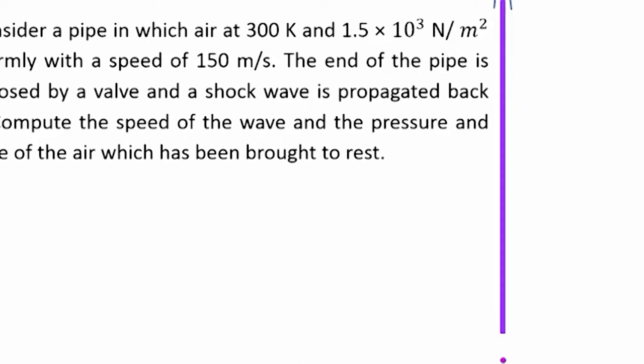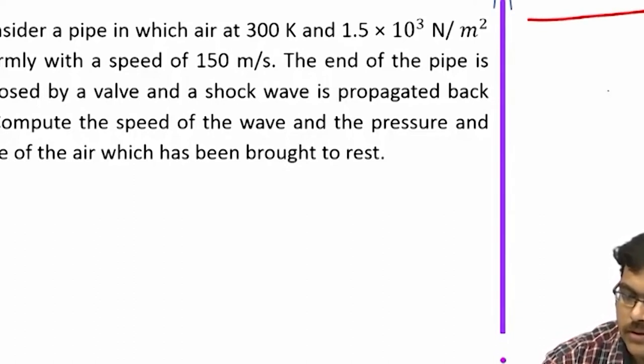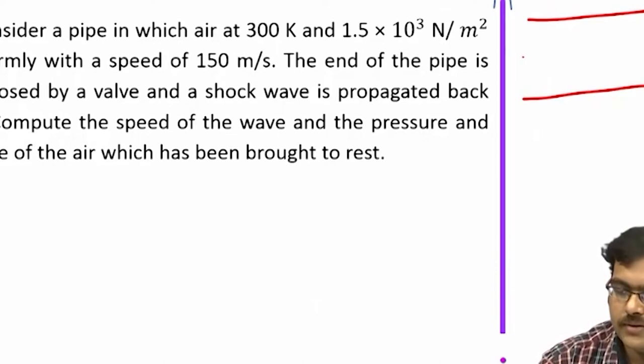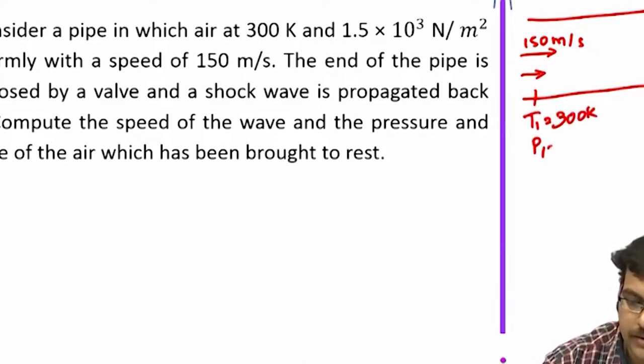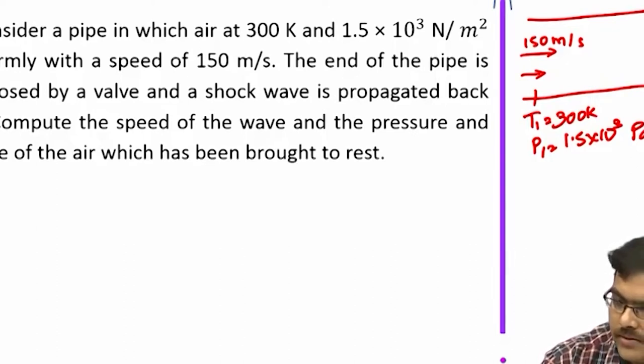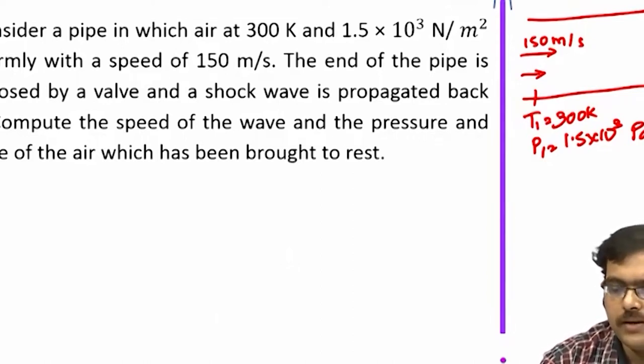So this problem, if you look at it, you know the initial condition: you have a flow that is going at 150 meter per second. Originally it is an open tube, so 150 meter per second, and T1 is 300 Kelvin and P1 is 1.5 10 power 3 Pascal. Then suddenly this valve or this portion is closed by a valve. It's sudden, this is important, this has happened suddenly. So instantaneously the velocity at this wall should be going to 0. So you should get u is equal to 0 at the wall.